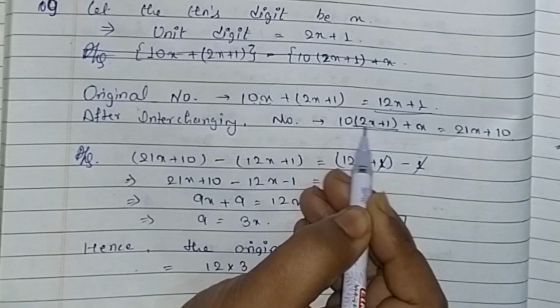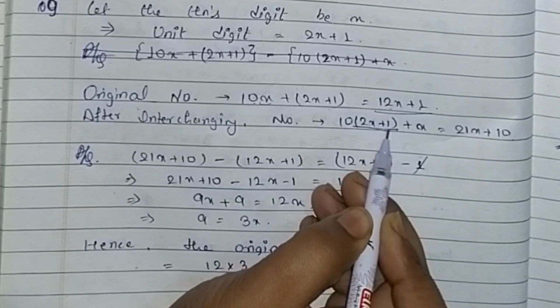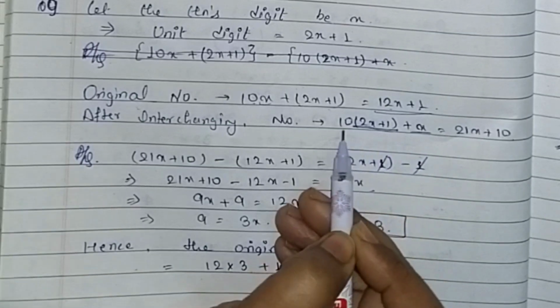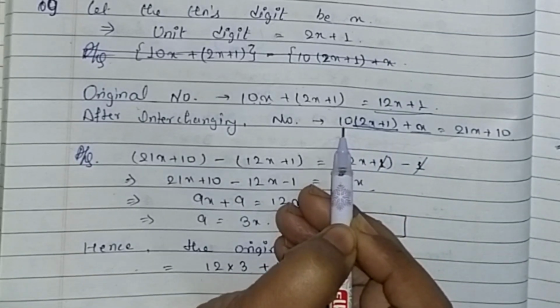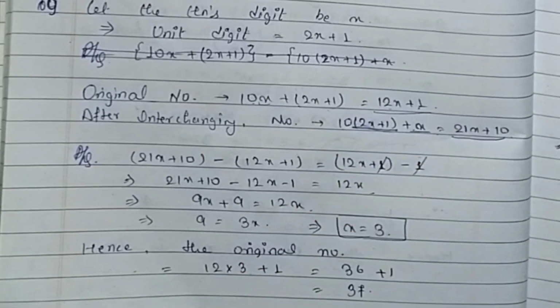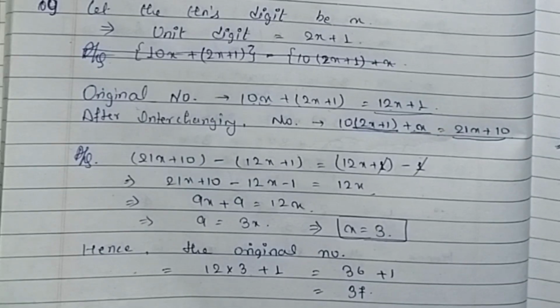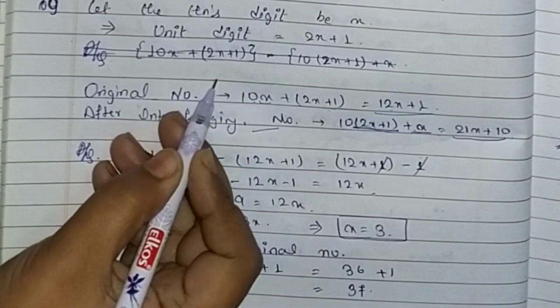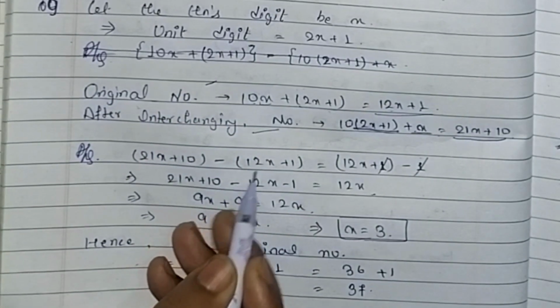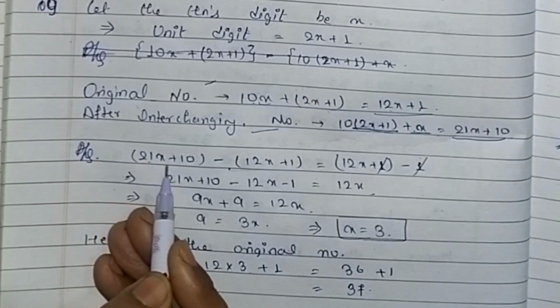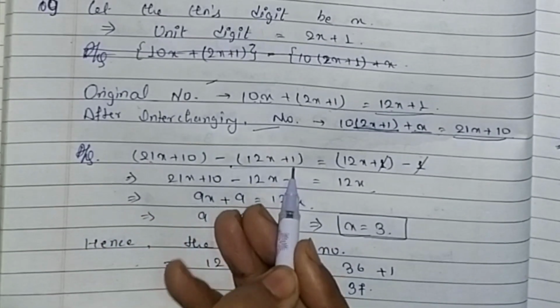The units place will take the place of the tens digit, and the tens place will take the place of the unit digit. So we will get the equation 10 multiplied by (2x plus 1) plus x, which gives 21x plus 10. So according to the question, it says the difference between the new number and the original number. We have our new number after interchanging and the original number we have formed. So our difference will be 21x plus 10 minus (12x plus 1).